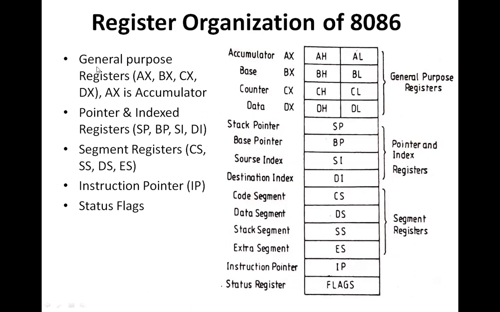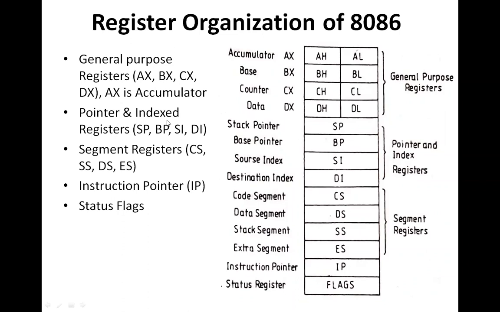The next register which is used is the general purpose register. We have 4 general purpose registers: AX, BX, CX, DX, where AX is the accumulator. All these registers are 16-bit registers, which can be further divided into 8 bits and signified as AH, AL, meaning A higher, A lower, B higher, B lower, C higher, C lower, and D higher and D lower. The purpose of these registers is to store general information, so they are called general purpose registers.